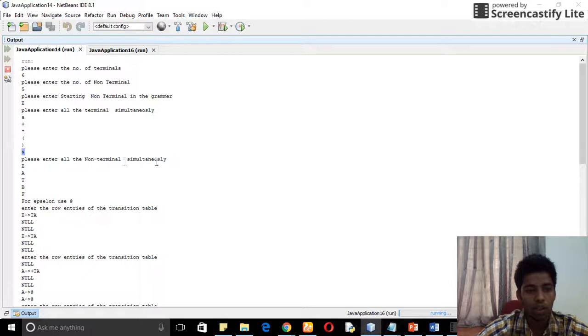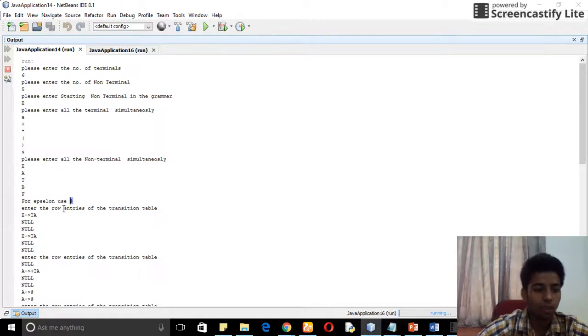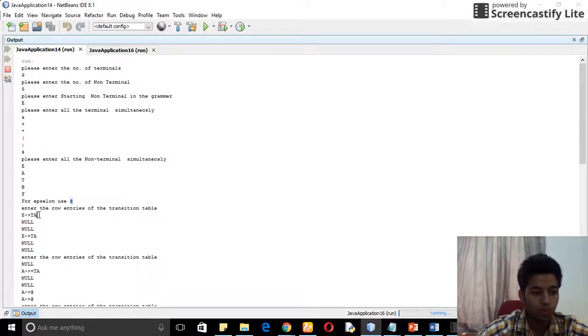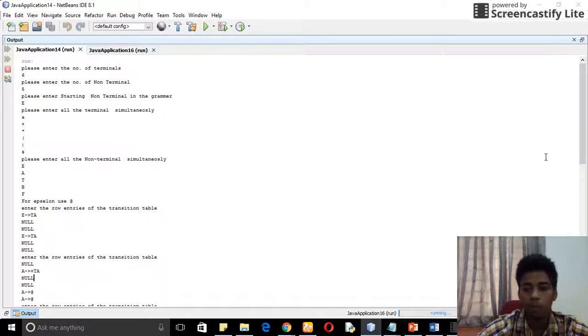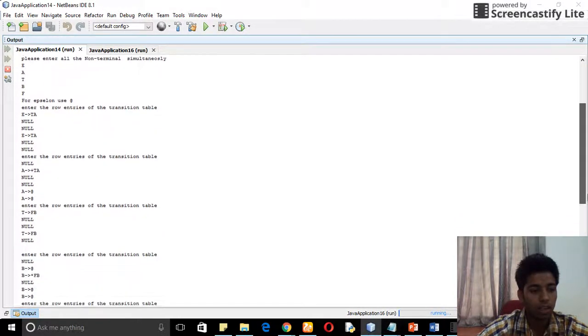Now enter all the non-terminals: A, E, T, B, F, and for epsilon I use the at-the-rate symbol. Now the productions: E produces TA, and the rest are null. Then enter the row entry for A: A produces plus TA, and the rest are null. A produces epsilon.